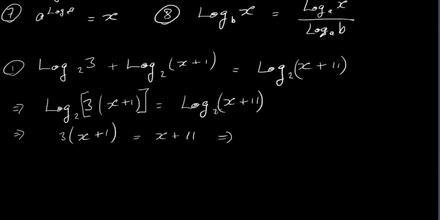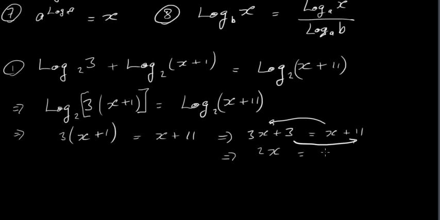Because we've got log 2 and log 2 here, let's just multiply that out on the left hand side. We get 3x plus 3 is equal to x plus 11, and on this side then let's take that x, bring it over here. We've got 2x, let's take the 3, bring it over here. That'll give us 2x is equal to 8. That'll give me x is equal to 4.